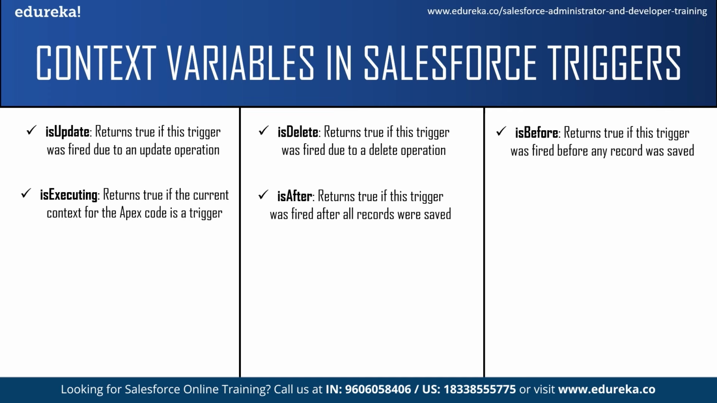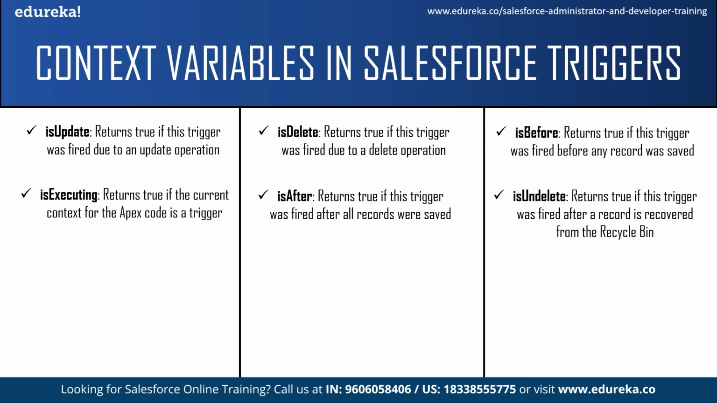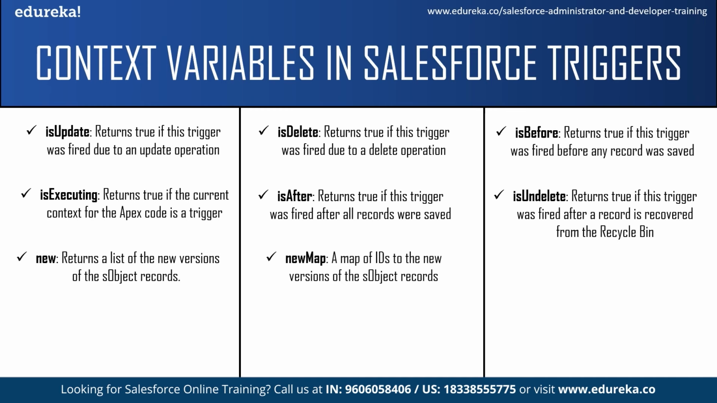The next context variable is isAfter. This returns true if the trigger was fired after all the records were saved to the database. Next is isUndelete. This returns true if the trigger was fired after a record was recovered from the recycle bin. Next, we have the new context variable. Now this returns a list of new versions of the sObject records. This sObject list is only available in insert, update, and undelete triggers, and the records can only be modified in before triggers. After that, we have newMap. newMap is a map of IDs to the new versions of the sObject records. This map is only available in before update, after insert, after update, and after undelete triggers.